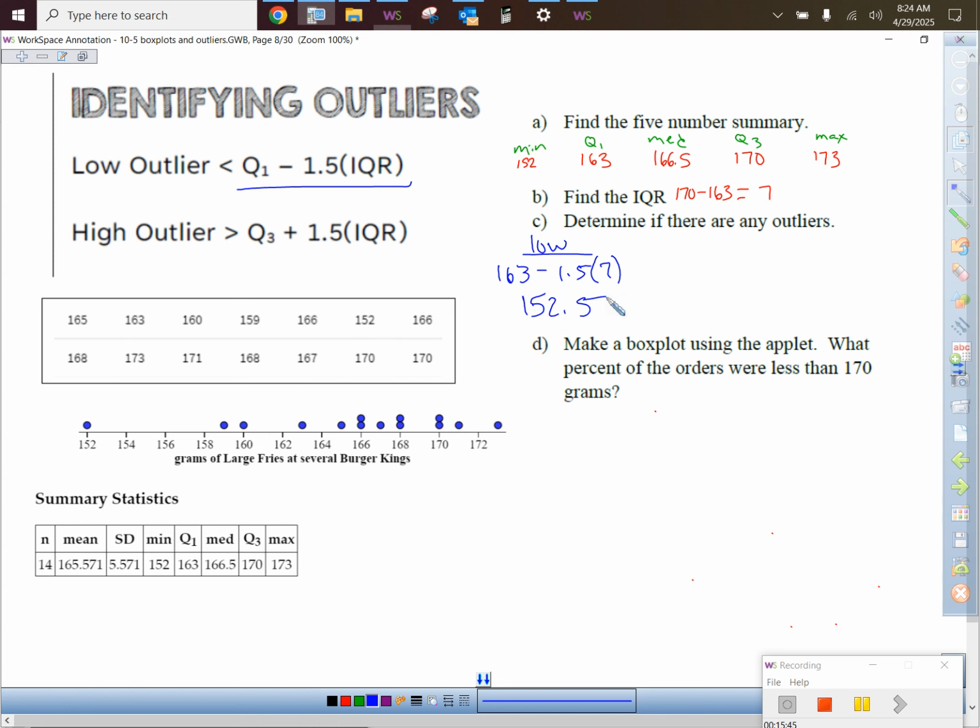What percent of the data, is the question here, were less than 170 grams? Man, we're going to be in awesome shape, because is 170 part of the 5-number summary? What do you think? The 5-number summary is what the box and whisker plot is designed around. So what percent of the data are less than that? What do you think?